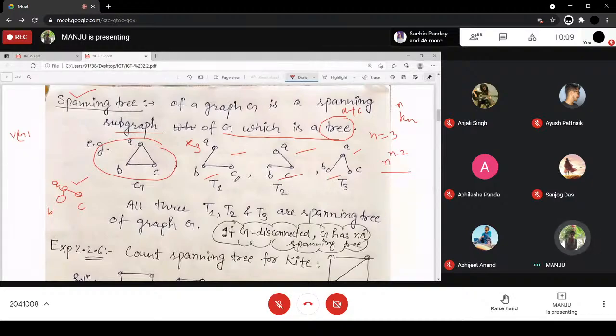Right? But what is the problem? Over here, all these are isomorphic. So if we say distinct, or non-isomorphic, or up to isomorphism, how many trees? Only one. Clear?